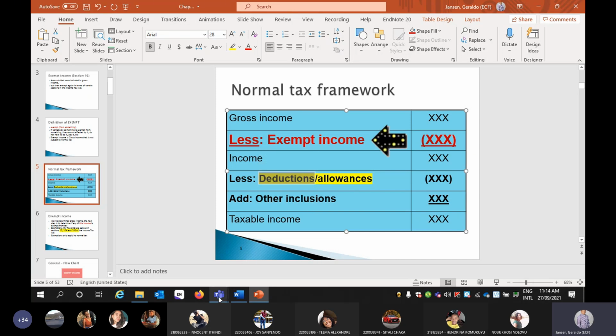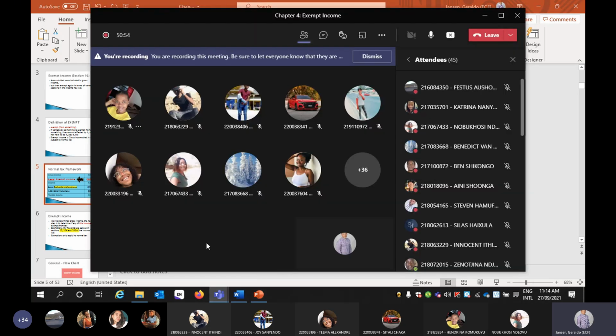Now, can one person quickly tell me what is the rationale? Why do you think the government would allow you to deduct an amount that you didn't even include in gross income? What is the rationale? Why do you have a deduction available? Can someone tell me that? Just try. Come on, guys, just try.